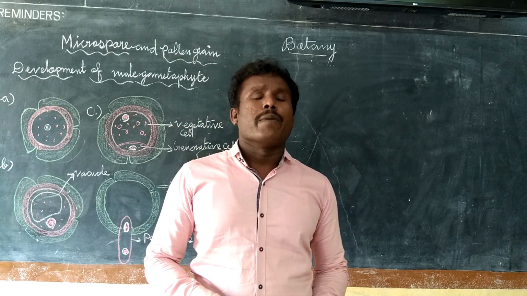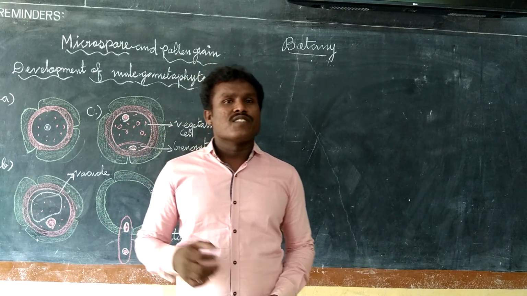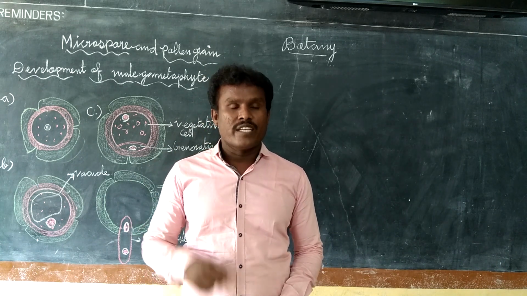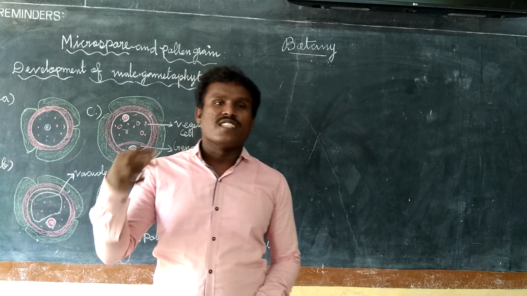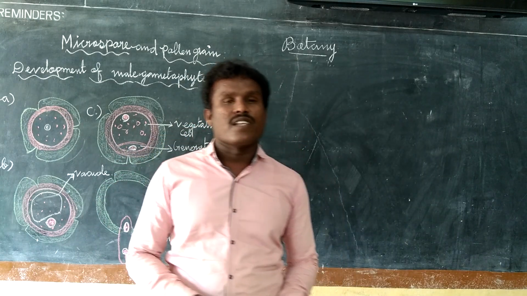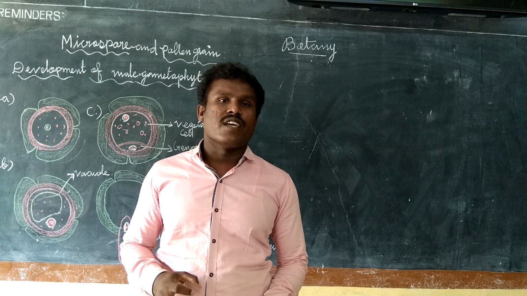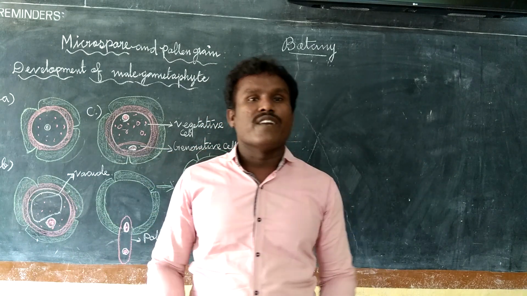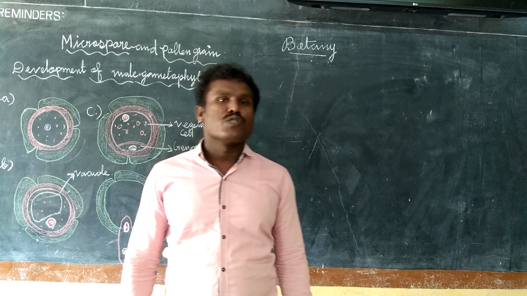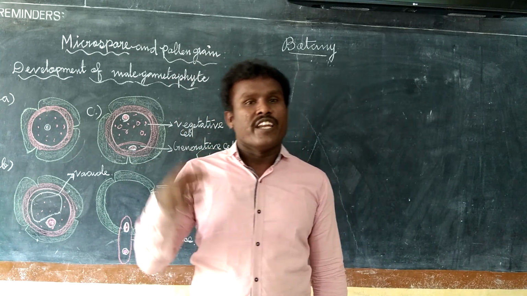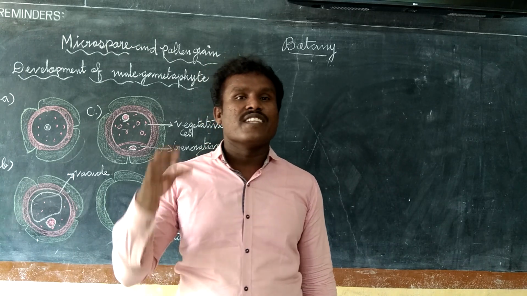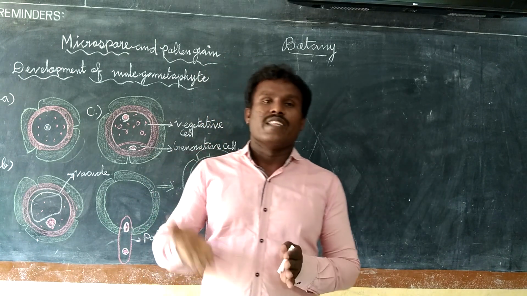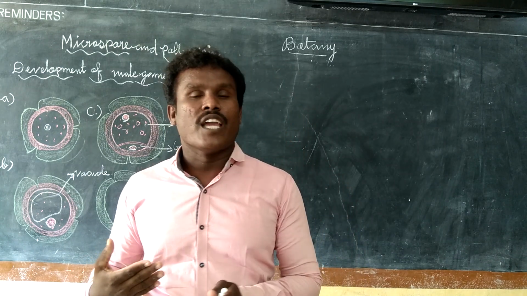So what is epidermis? How many layers are there? A single layer. This layer undergoes anticlinal division in order to cope with the internal growth of the microsporangium. And what is the function of epidermis? It is protective in function. This is regarding epidermis. Then the second layer, endothecium.